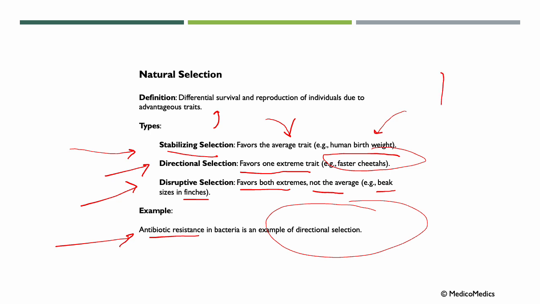So natural selection essentially is like nature choosing the best tools for survival. And so these tools, these traits, become more common.